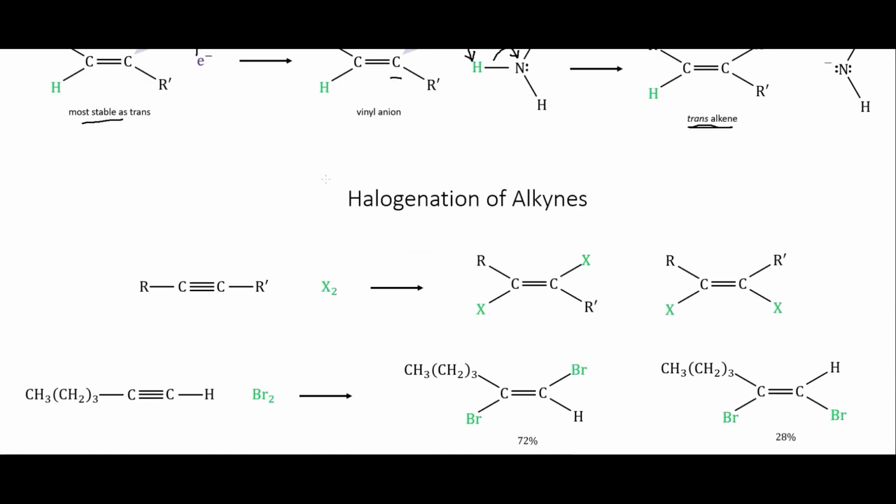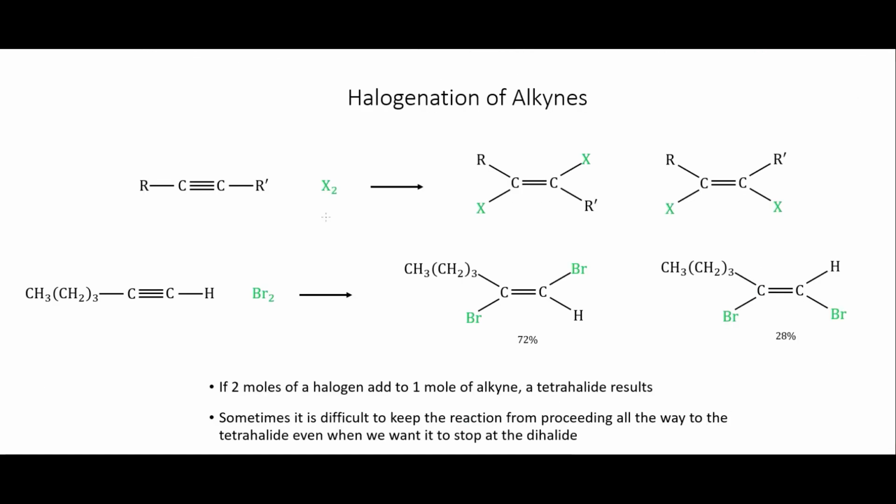All right, then we have halogenation of alkynes. This is going to be pretty much the same mechanism that we saw for the alkenes, except now we can add it in these two possible ways here. So with the alkenes, we added this across a double bond.